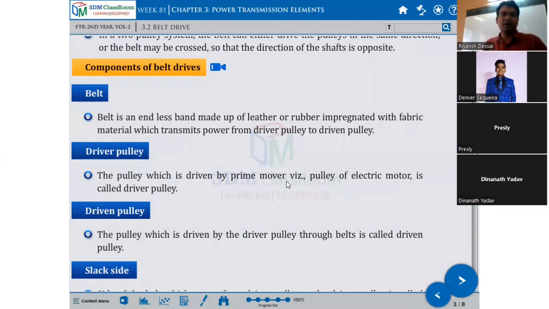A belt is an endless band made of leather or rubber impregnated with fabric material, which transmits the power from the driver pulley to the driven pulley. So this is the definition of the belt. It is an endless band made of either leather or rubber impregnated with fabric or asbestos, which transmits the power from driver pulley to the driven.